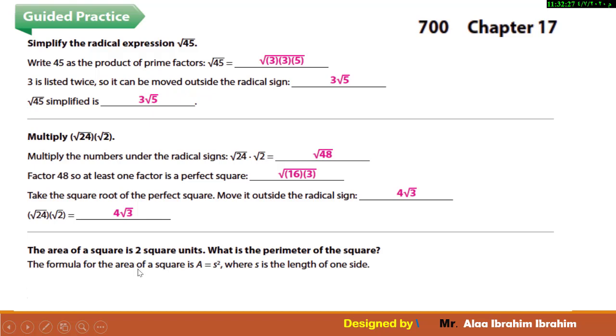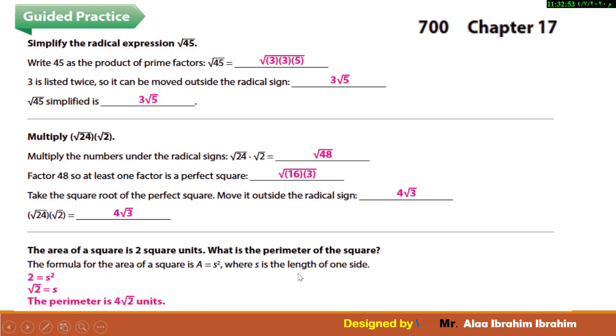So to find the side, we take the square root of the area. So the square root of 2. So area is s squared. So 2 equals s squared. I told you before, if I want to make this s, we have to get rid of the power 2. So we have to take the square root. So the square root of s squared is s, and the square root of 2 will be root 2. So this is my result.